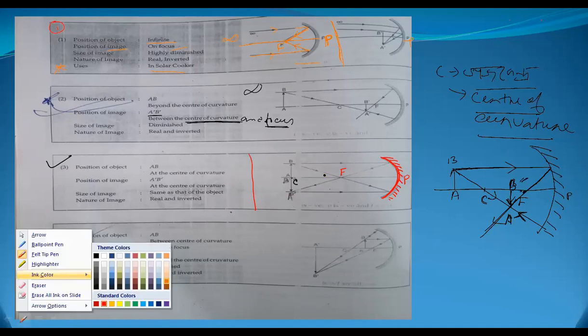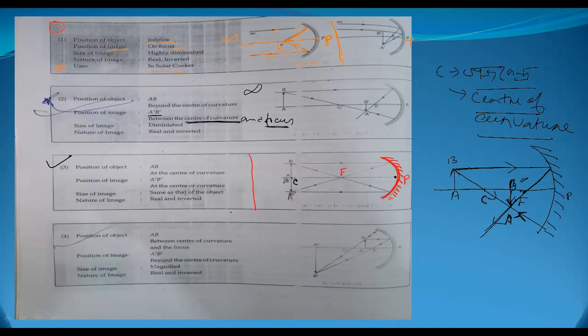Now see, this is your principal axis. This is your object. Object is AB. Now see, the rays which are coming parallel to the principal axis.